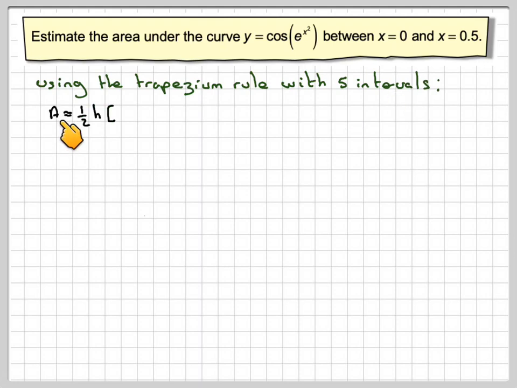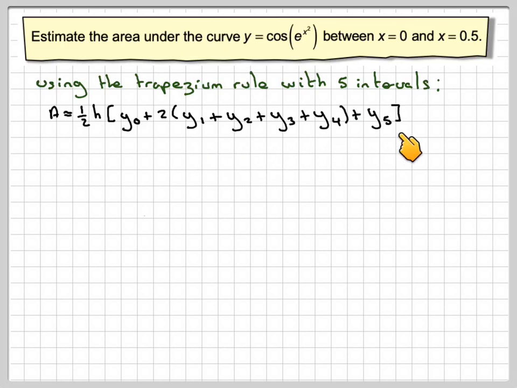So the trapezium rule says the area is approximately equal to a half h of y0 plus 2 times y1, y2, y3, y4 plus y5.